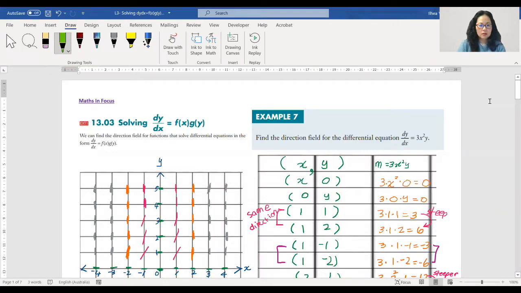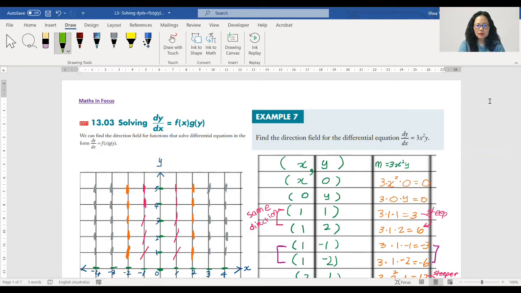All right, guys. So today we're going to do 13.03 from Maths in Focus. Now, this is like solving dy/dx equals f of x and g of y. You probably expected it was coming because first it was f of x, second was g of y, and now it's together.